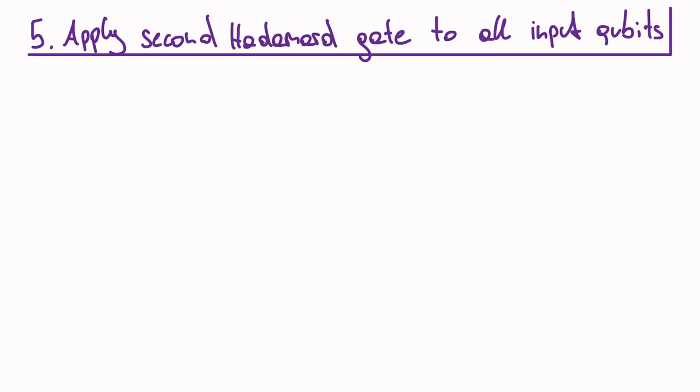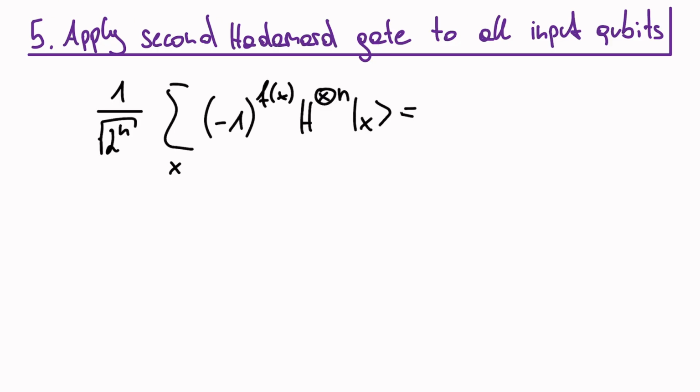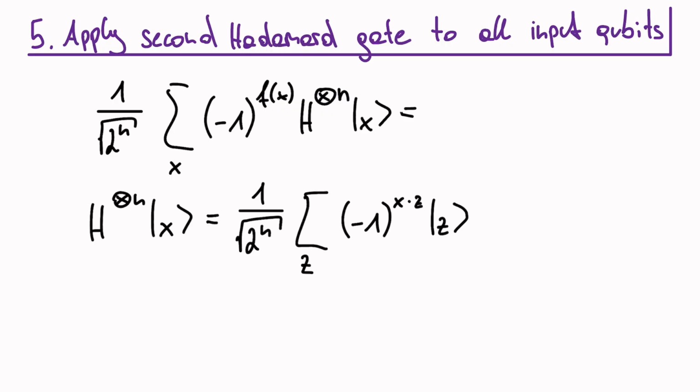Let's move on to step 5, where we apply a second Hadamard gate, but this time only to the input qubits. We take the quantum state of the input qubits, and now we add the Hadamard gates that are applied again to each input qubit. That gives us the following expression. So the Hadamard gates in a tensor product with the state x result in the following expression: 1 divided by the square root of 2 to the power of n times the sum over c of minus 1 to the power of x dot c times the state c.